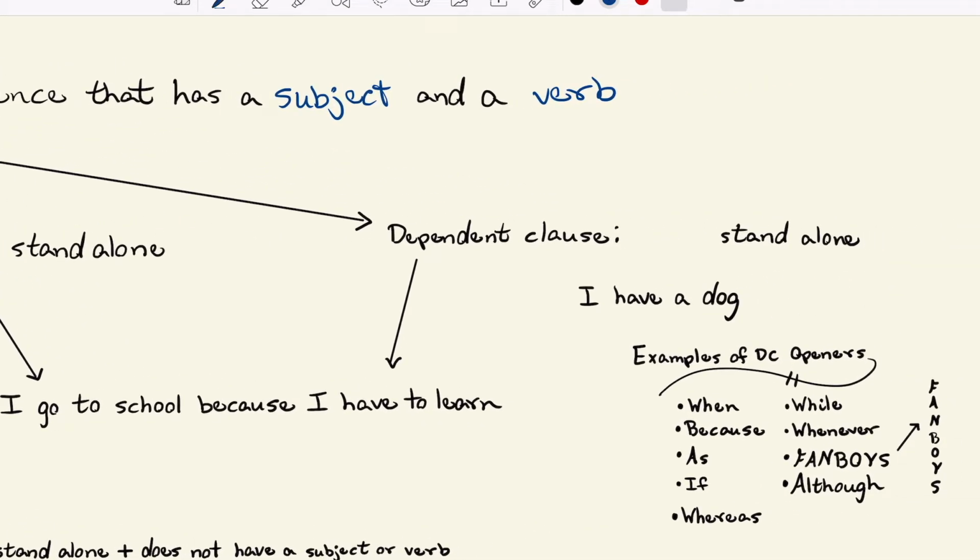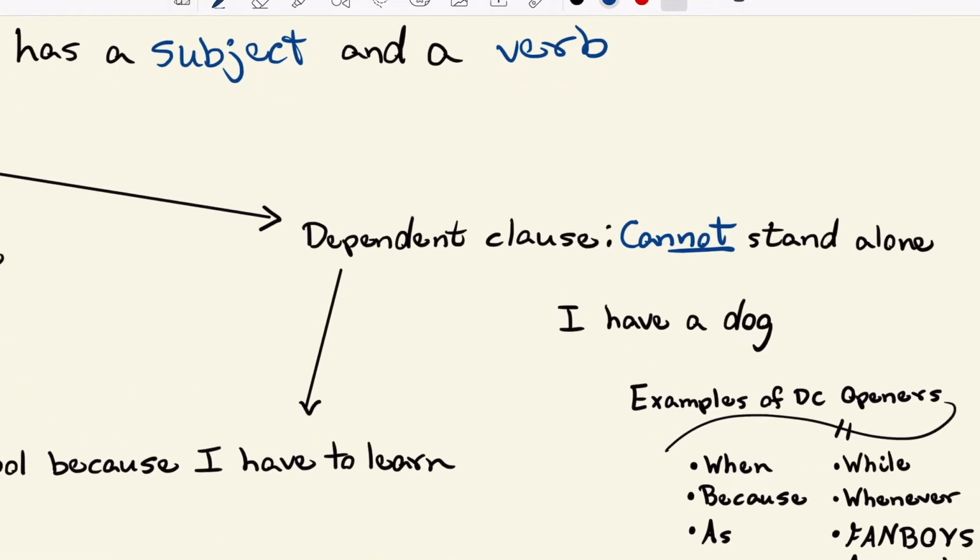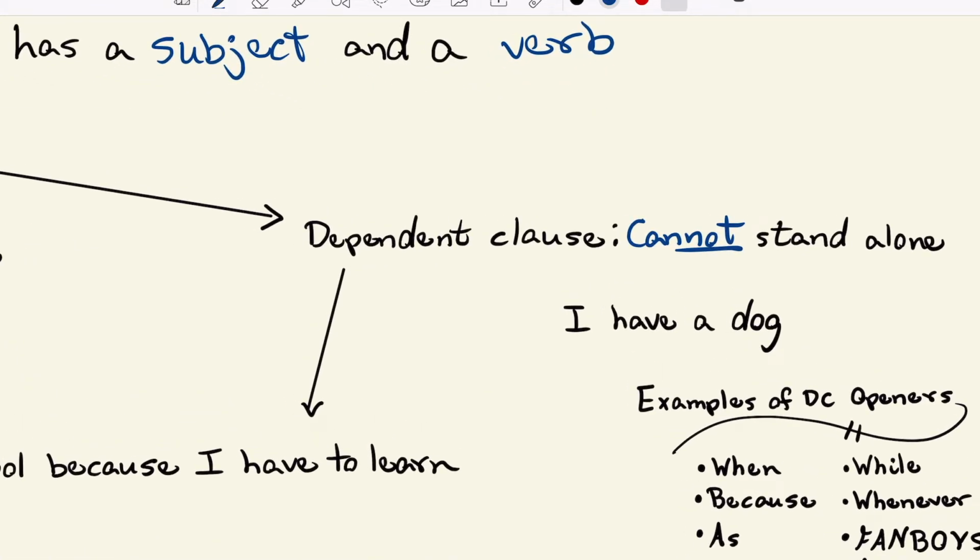A dependent clause, on the other hand, cannot stand alone. A dependent clause always begins with a dependent clause opener. So, for example, to make an independent clause a dependent clause, you would add a dependent clause opener like because. Because I have a dog cannot stand by itself. So that makes it a dependent clause.